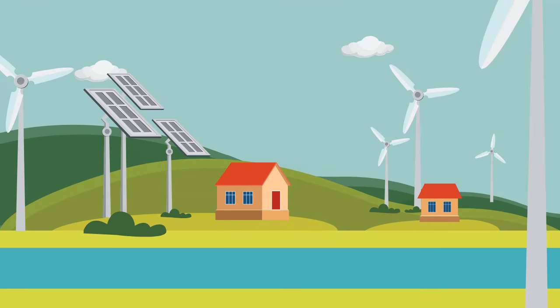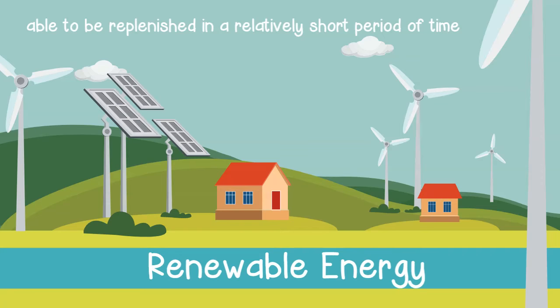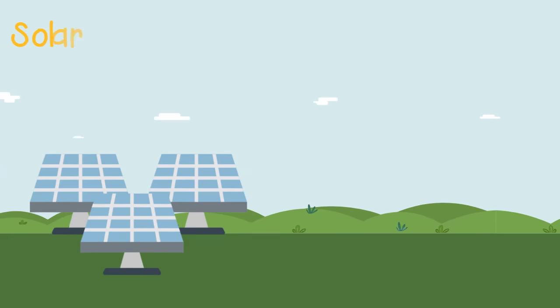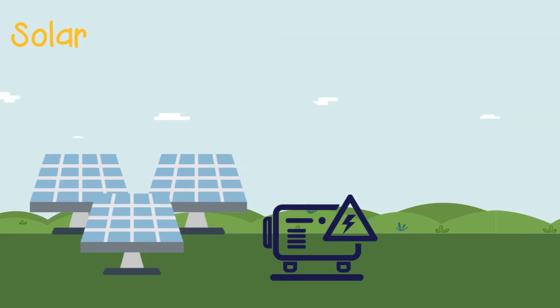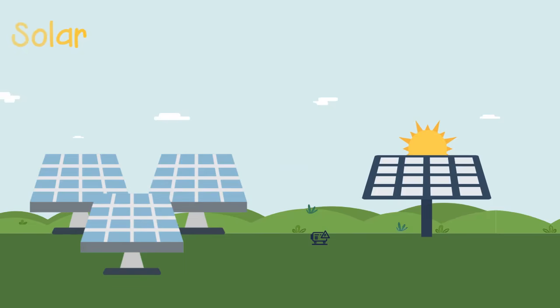Next, we are going to discuss renewable energy. Remember that renewable energy sources are sources that can be replenished within a lifetime or are replenished at the same rate in which they are used. Let's look at solar energy. Electricity is generated using solar energy when sunlight hits solar panels. The photovoltaic cells in solar panels convert light energy into electricity.